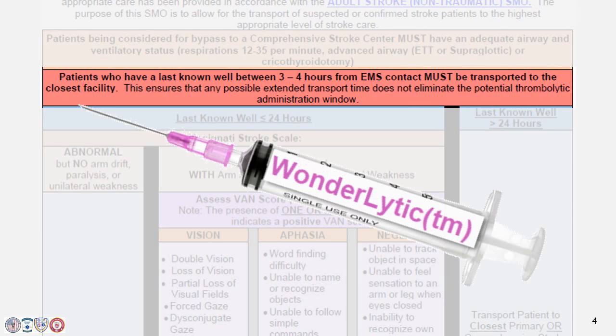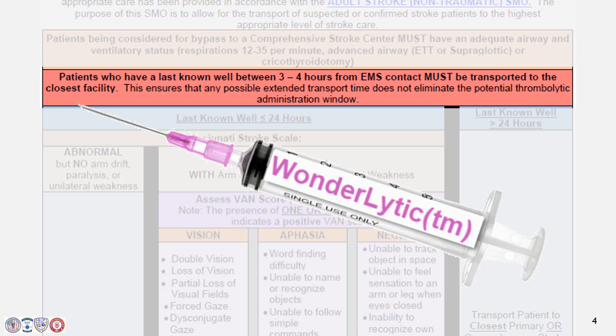The one item that I didn't cover very well in the original CE was this 3 to 4 hour window box here on the SMO. So certain patients should get thrombolytics in certain kinds of strokes, thrombotic strokes. And if you transport to a further facility and take them outside that window, then in some cases they can't get the thrombolytics. So most everybody less than 3 hours gets thrombolytics when it's appropriate.